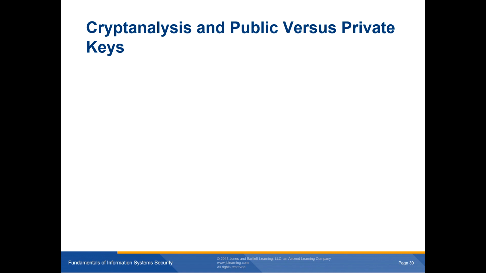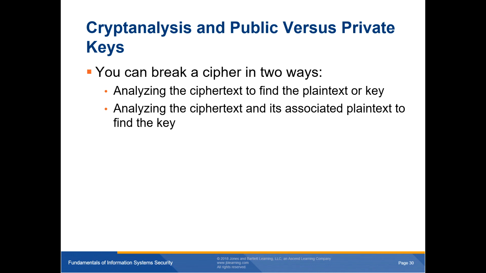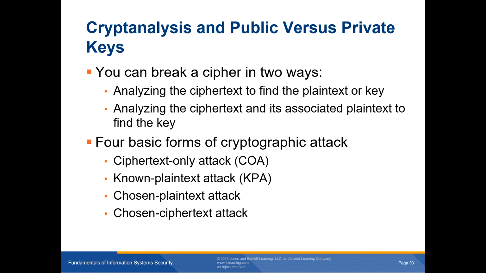Cryptanalysis and public versus private keys. Now you can break a cipher in 2 ways: analyzing the ciphertext to find the plaintext or key, or analyzing the ciphertext and its associated plaintext to find the key. There are 4 basic forms of cryptographic attack: ciphertext only, called COA, known plaintext attack, called KPA, chosen plaintext attack, and chosen ciphertext attack. And as we end part one, we will talk about each one of these.